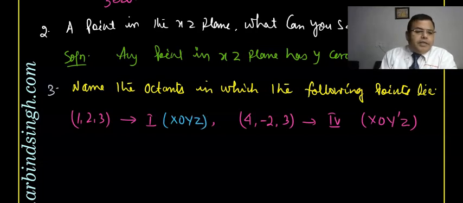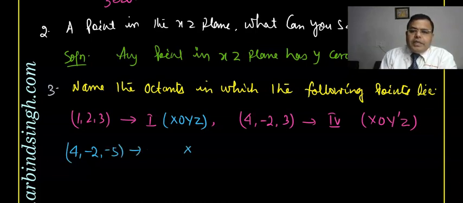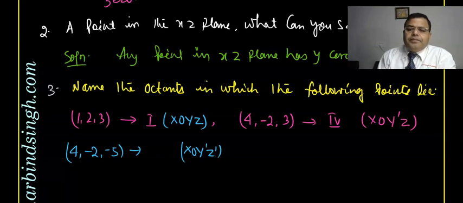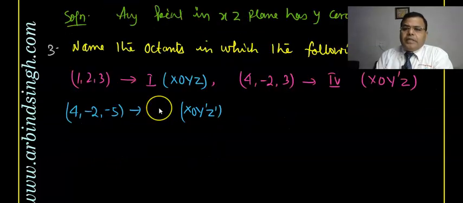Now the next point is 4, minus 2, minus 5. In which octant does it lie? So this is x, y', o, y', z'. So x is positive and y and z are negative. That must be the 8th octant. So this will be in the 8th, right?